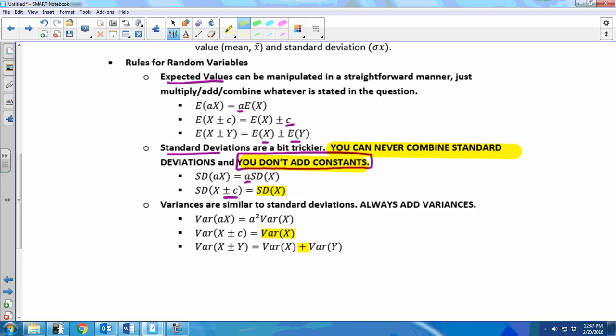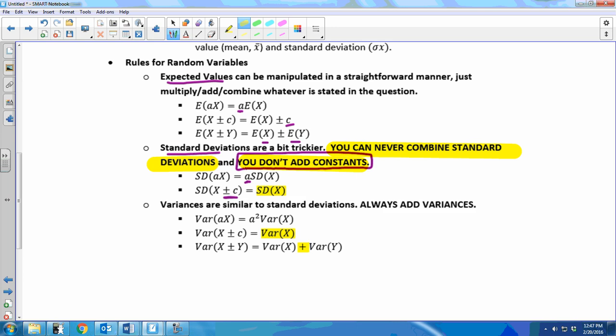You cannot combine standard deviations. You can't do it. If it says there's a standard deviation for one event over here and the standard deviation for the other event over here, you can't add them together. Okay?